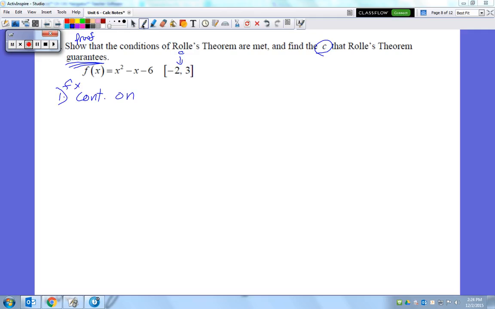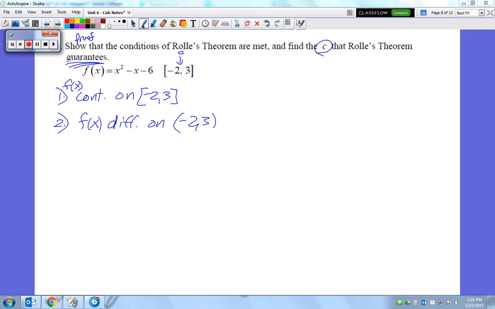Perfect. F of x is continuous on that. Do I need brackets or parentheses, what I just wrote? Brackets. Good. Know the difference and know the subtleties, and you do have to have them. Next one is what? Differentiable, right? What? Open. So f of x is differentiable on -2 to 3, open. Again, because we can't derive endpoints.